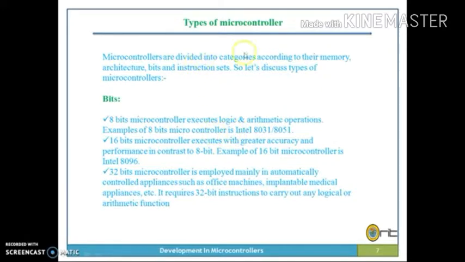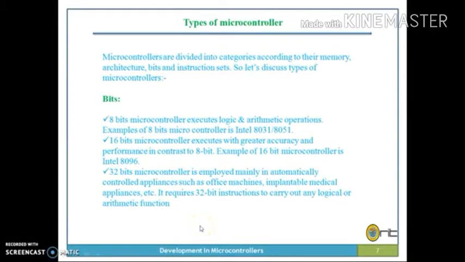Bits. Everyone knows as per the bits we have 8 bits, 16 bits, 32 bits. Right now we have 64 and 128 bits also. The 8-bit was the basic microcontroller, and the example of 8-bit microcontroller is Intel 8031 or 8051. Then comes the 16-bit microcontroller, which executes the program with greater accuracy and performance in contrast to 8-bit. And its example is 8096.